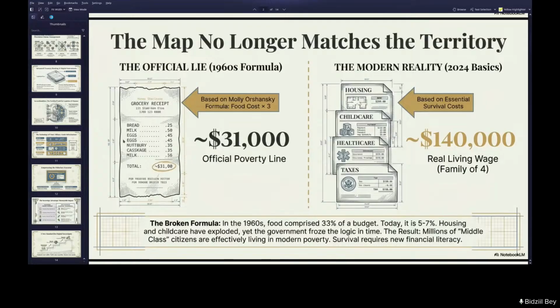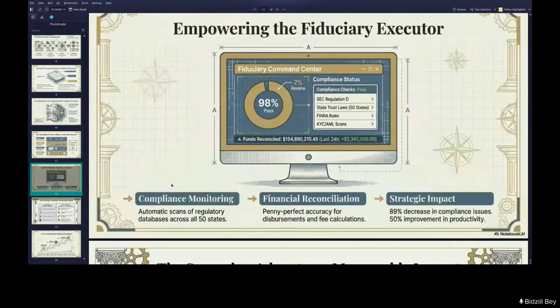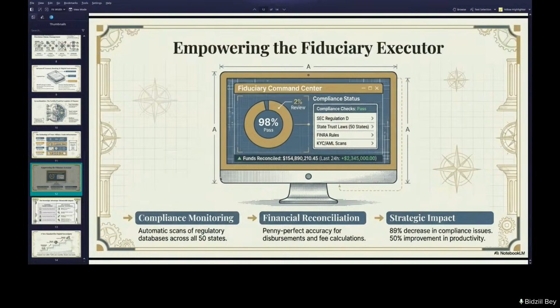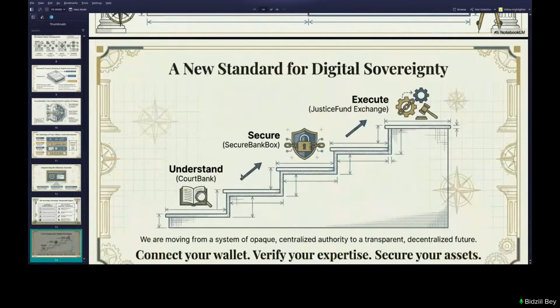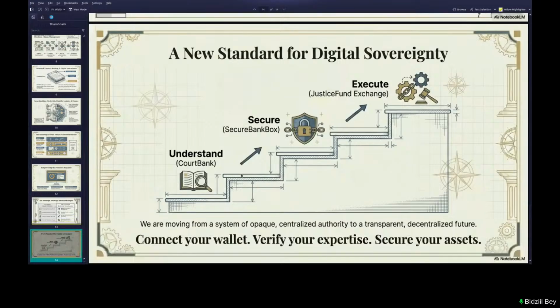99.997% accuracy. And on the other side, we saw how the metrics used to measure the survival of the average household have entirely stagnated. While high finance leverages tokenized assets and zero-knowledge proofs, the poverty line remains rooted in a 1960s formula. It fails to account for the dominance of housing, healthcare, and childcare costs. And this calculation reveals a real survival threshold closer to $140,000, not the official $31,000. A huge difference. The goal of analyzing the $140,000 figure is not to depress you, but to highlight that the system is using the wrong inputs.